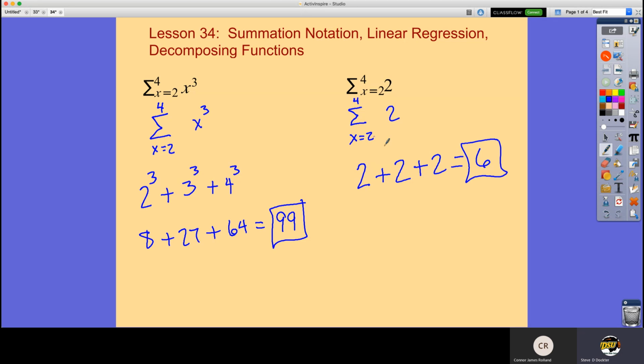So just because there's not an x here doesn't mean that we can't have something come out. This tells you what your domain is, what you're plugging into the problem. What comes out of it is your range.